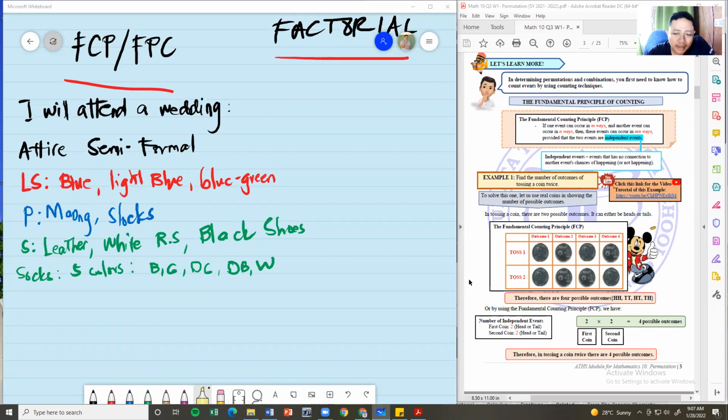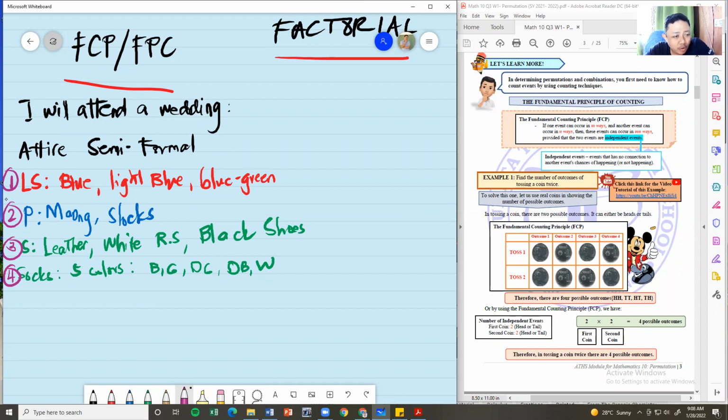Okay, so to make our life easier here, this is what we should do. So there are 4 events. If we will look at here, we have 4 events in this situation. We have the long sleeves, that's the first event. Second event is the pants. Third event is the shoes, and the fourth event is the socks. Can you follow? Now, all I have to do, just like what we did in our FCP examples a while ago, we multiplied per all the events.